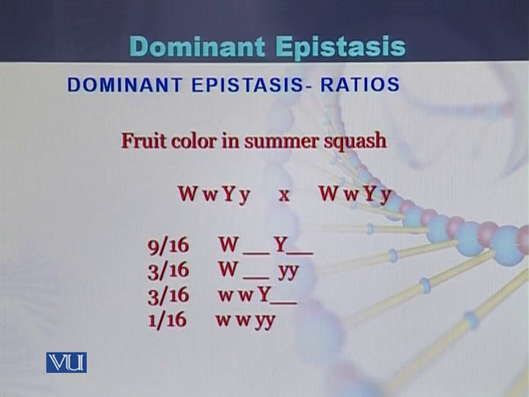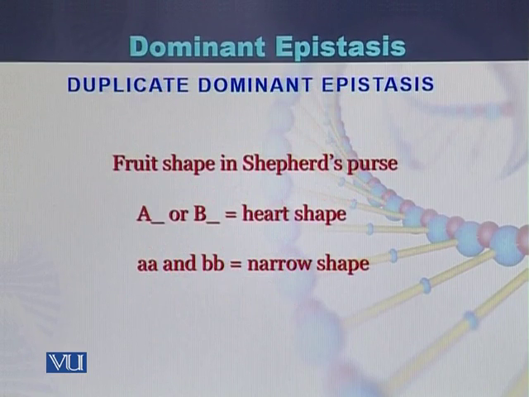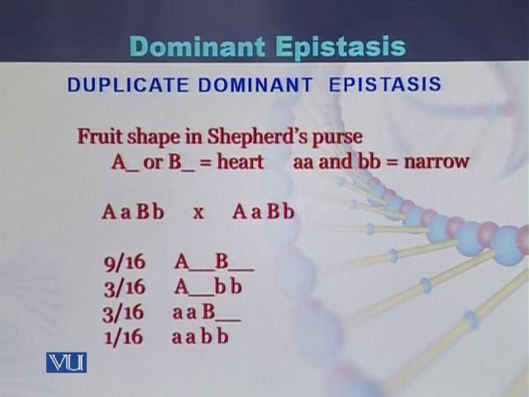In case of dominant epistasis, we see ratios that are exactly like the independent assortment, the law which was proposed by Gregor Mendel. The ratio was like the independent assortment, 9, 3, 3 and 1. There is another example of duplicate dominant epistasis that can also be seen in the fruit shape in the Sheffield purse. In case of fruit shape in Sheffield purse, the ratio is exactly like 9, 3, 3, 1.